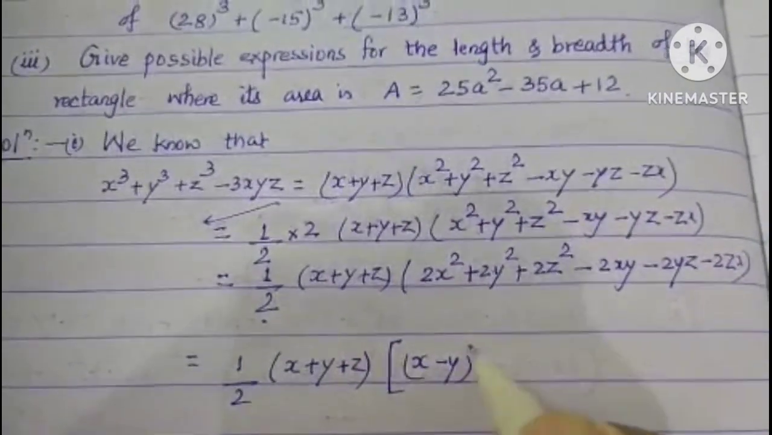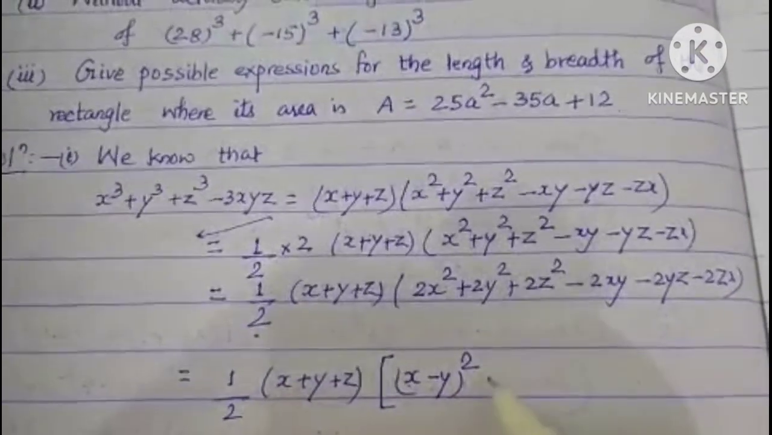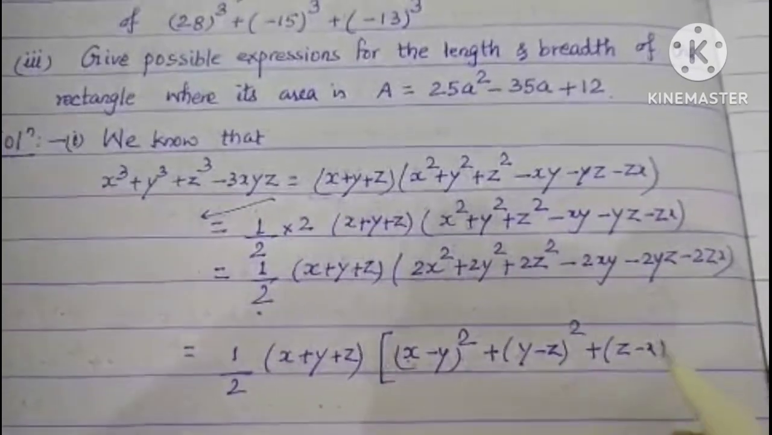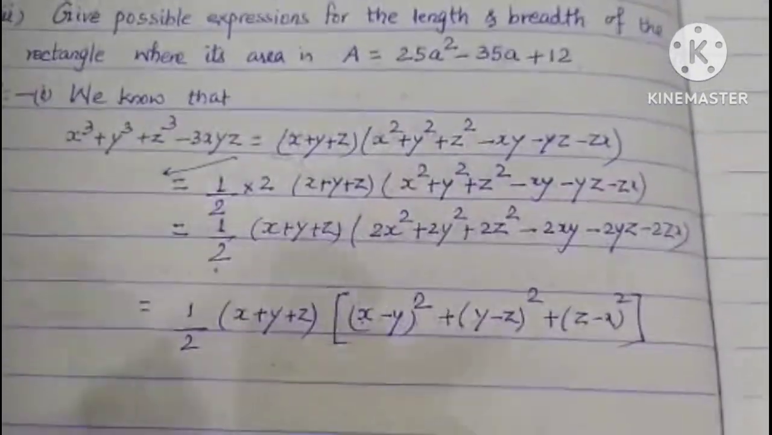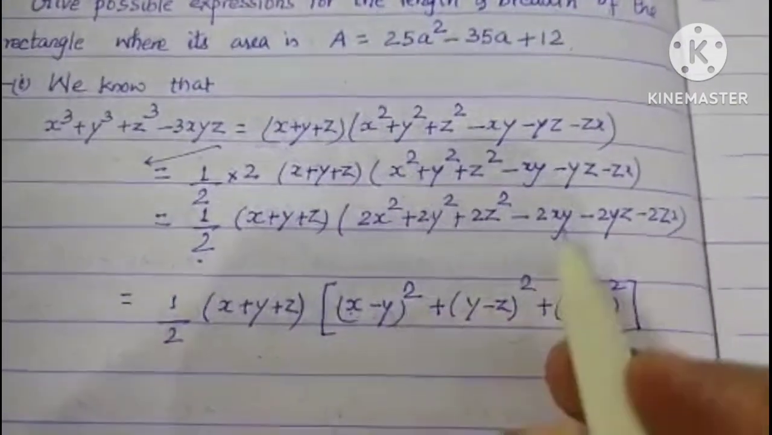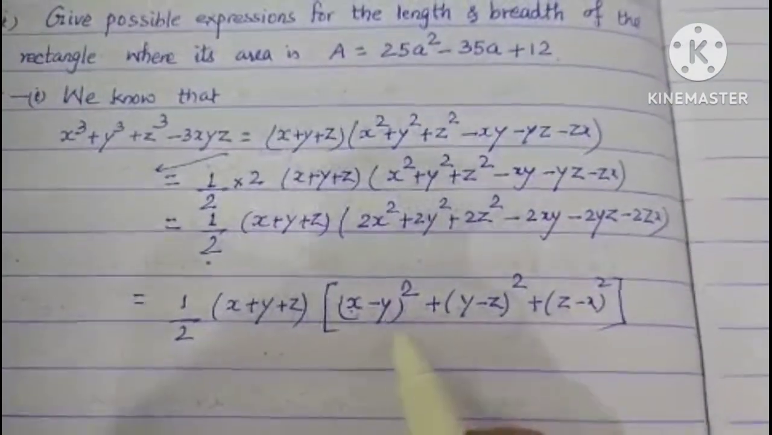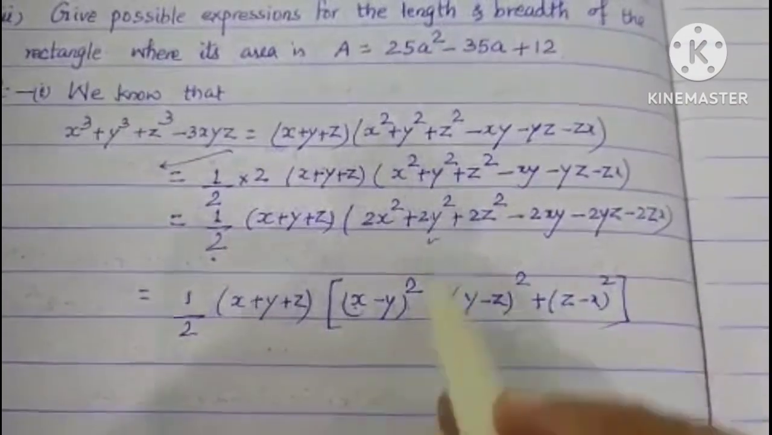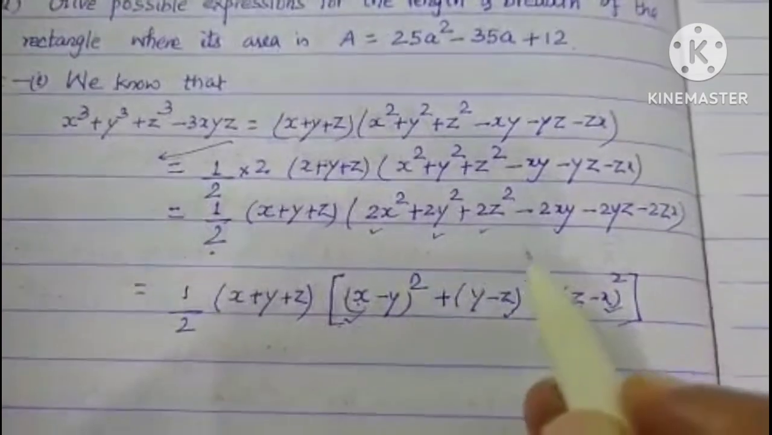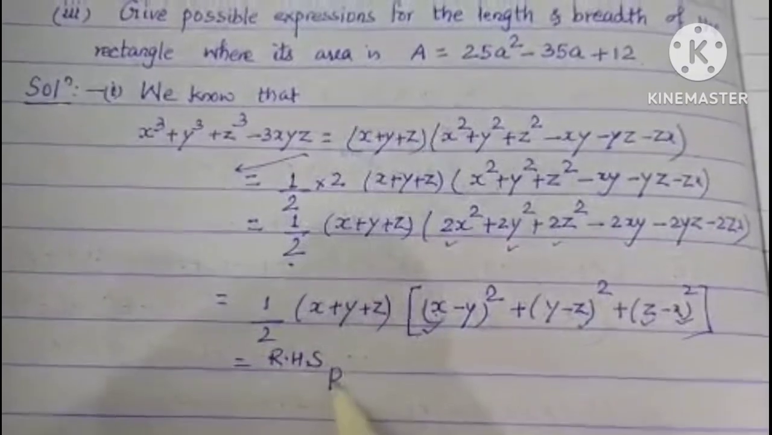x minus y whole square, so that it will be x square plus y square minus 2xy, again y minus z whole square, and again z minus x whole square. If you simplify this, you will get this one: x square plus y square minus 2xy. So minus 2xy is here, and here you will get y square plus z square. So 1 y square from here, 1 y square from here, it will be 2 y square. Similarly 1 z square here, 1 z square here, 2 z square. Similarly 1 x square here, 2 x square. So it is this one, and which we had to prove. This is the RHS, so proved.